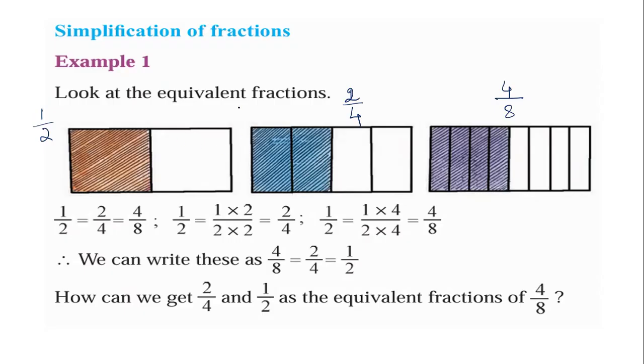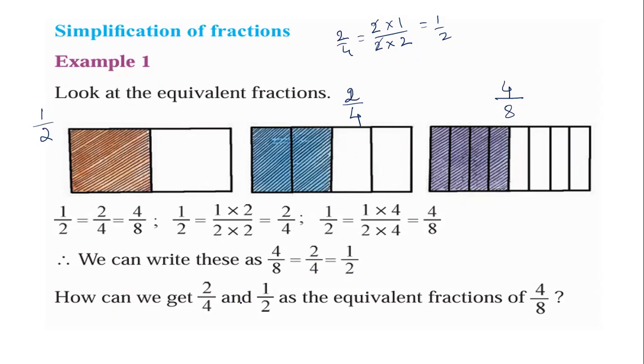Because 1 by 2, 2 by 4 can be written as, here 2 terms are there, numerator and denominator, containing 2. Take it out, 2 into 2 is 4. This 2 gets cancelled, 1 by 2. That means this part is the same as this part is the same as this part. We can write these as 4 by 8 equal to 2 by 4 equal to 1 by 2.